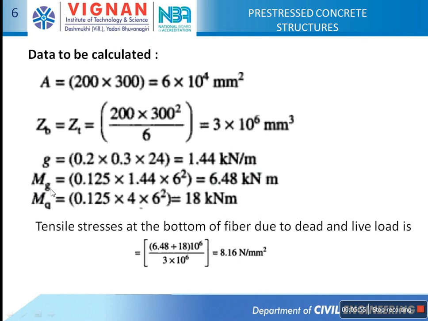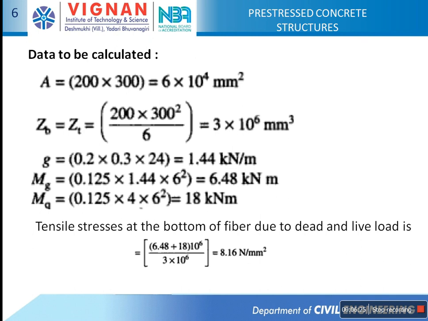And calculating the moment due to this dead load, if we consider it as a simply supported beam with a UDL, the maximum moment is WL square by 8 at the center. So this is W into L square, which is 1.44 into 6 square divided by 8, that is into 0.125, will give you 6.48 kilonewton meter. This is the moment of magnitude 6.48 kilonewton meter due to the dead load.